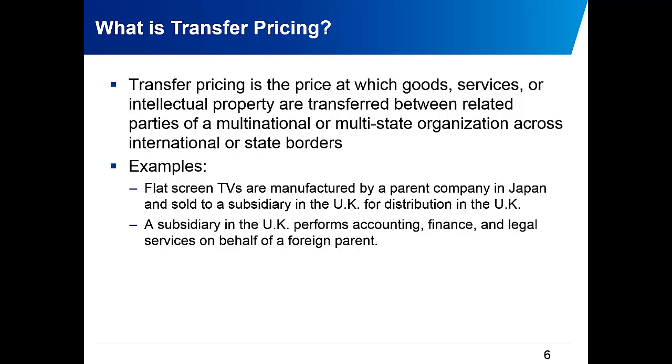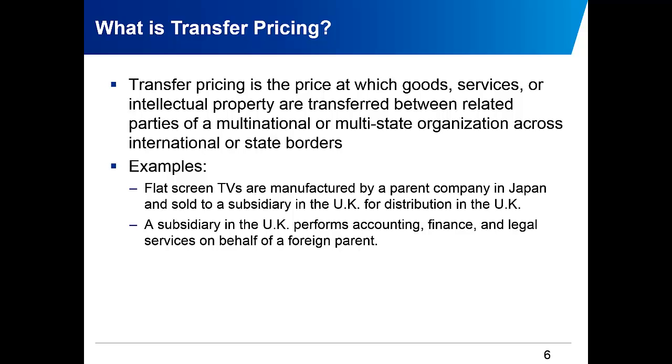For example, TVs might be manufactured by a parent company in Japan and then sold to a subsidiary in the UK where they'll be distributed. Or that subsidiary in the UK might be performing functions like accounting, finance, or legal services on behalf of its foreign parent. The parent could have a loan to the other party.